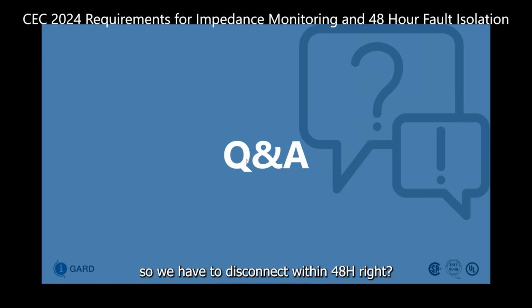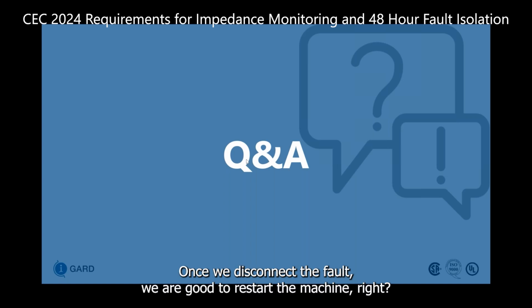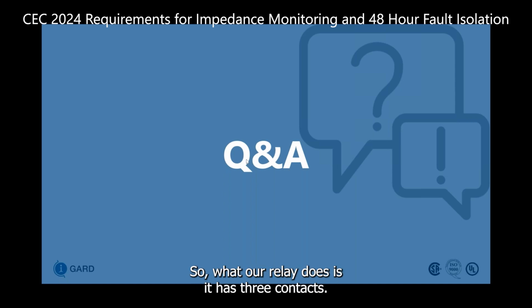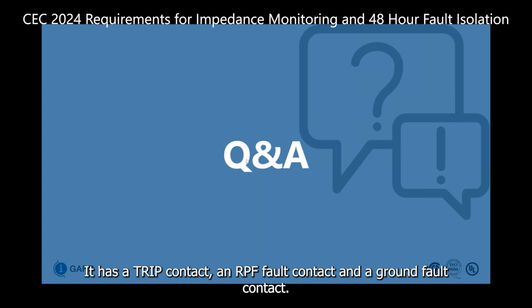We have to disconnect within 48 hours, right? Once we disconnect the fault, we are good to restart the machine, right? Or we have to isolate the machine for 48 hours. Please elaborate. So what our relay does is it has 3 contacts. It has a trip contact, an RPF fault contact, and a ground fault contact.